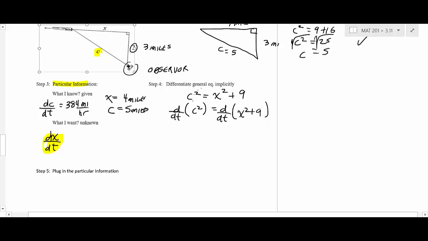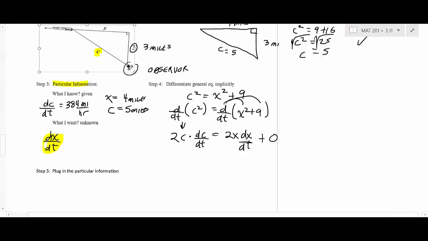Let's be careful when we do this now. What's the derivative of c squared going to be? How are you going to write that? 2c dc/dt, right? The variables don't match, and that's important. You know dc/dt, it's part of the problem. So you have 2c times dc/dt. Then on the right side you have 2x, then what do you have? dx/dt. Good. And the derivative of 9 is 0.